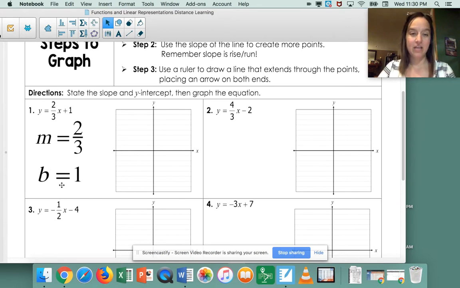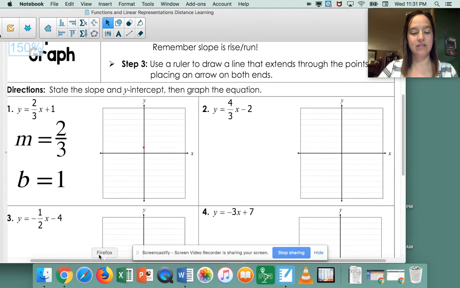It is 1. Once I've figured out those 2 things, I am able to graph this without actually plugging in any x's or y's. I know what my line is going to be right off the bat. So let's go ahead and do that. I'm going to plot my y-intercept, which is where the B is. It's at 1, which means on the y-axis, I'm going to put a dot at 1. Now, I'm going to attempt to zoom in a little bit. We're going to see how well this goes.